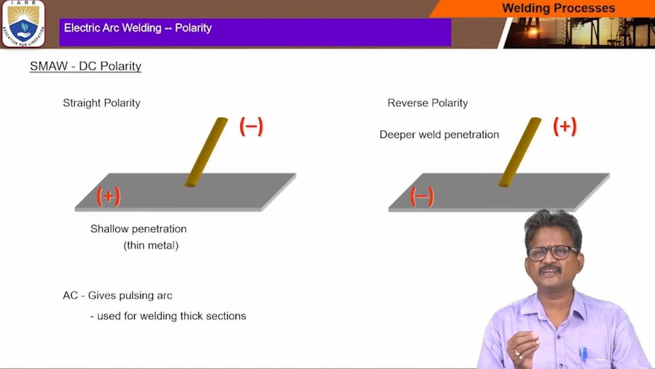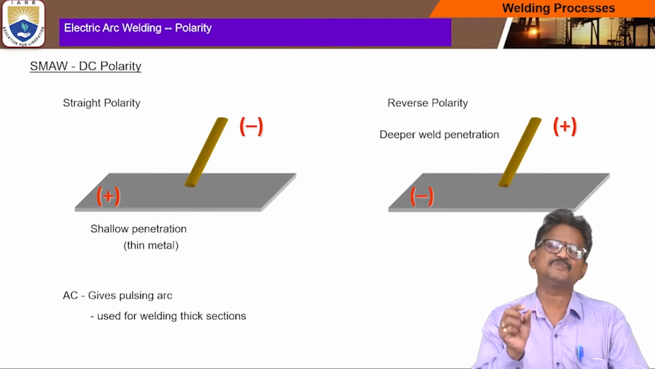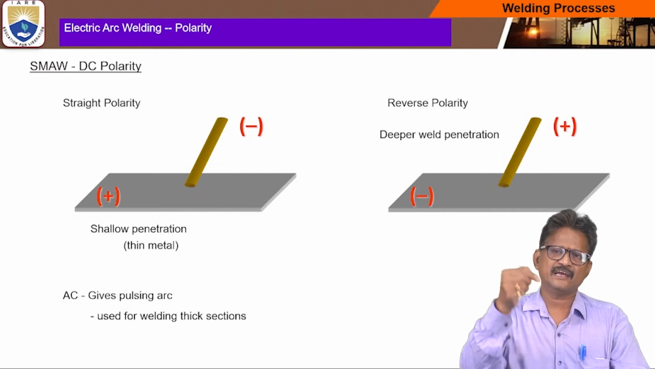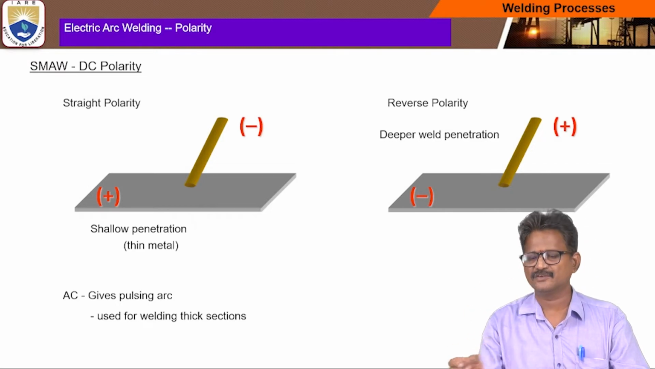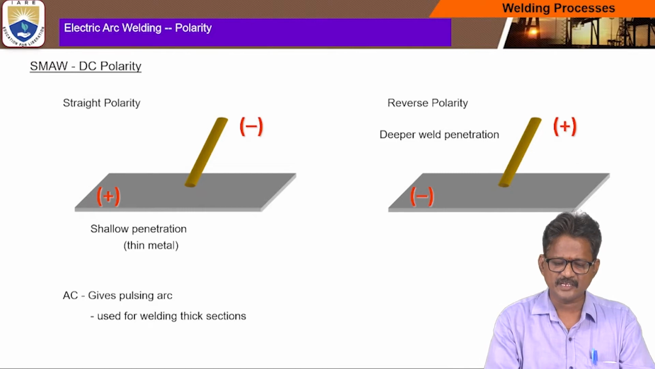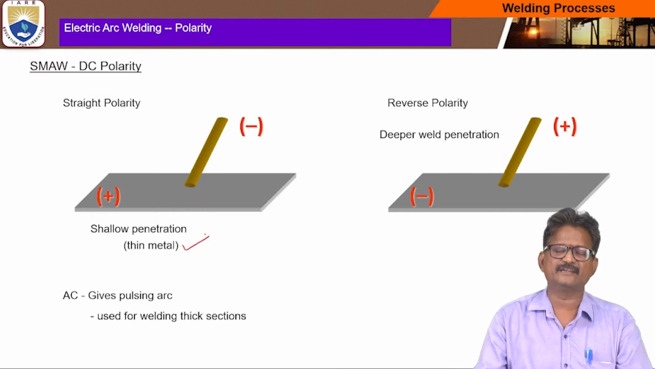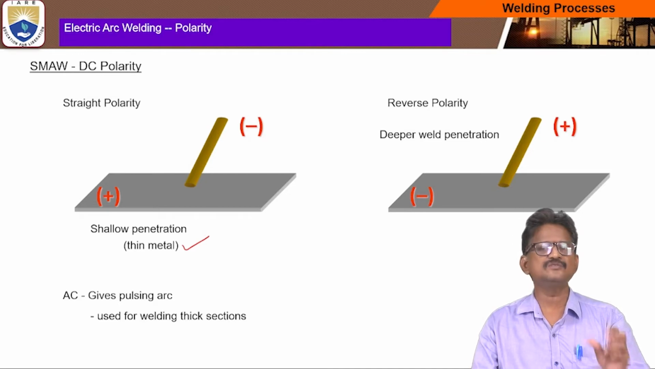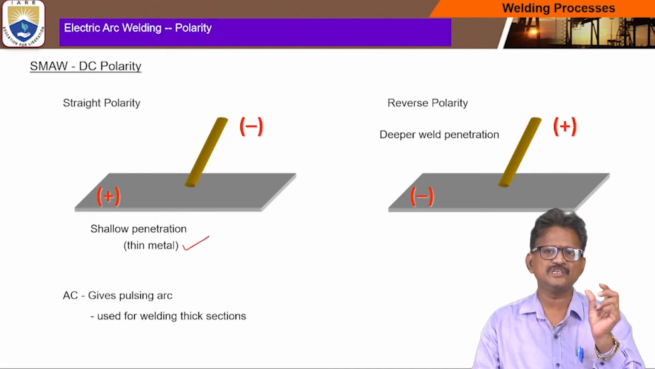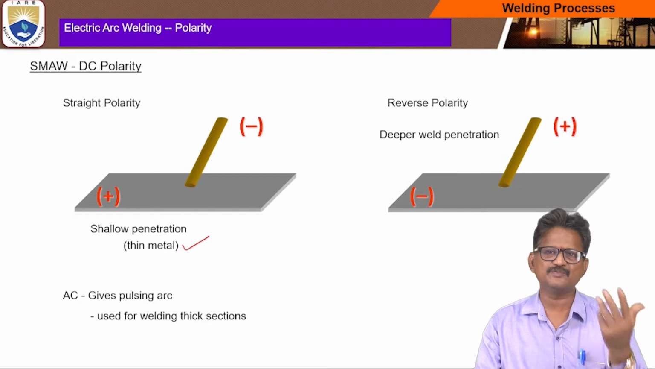In straight polarity, the workpiece is always kept positive and the electrode is kept negative. So in straight polarity, mostly thin metals can be welded. When you want to join two thin metals, you can use straight polarity.